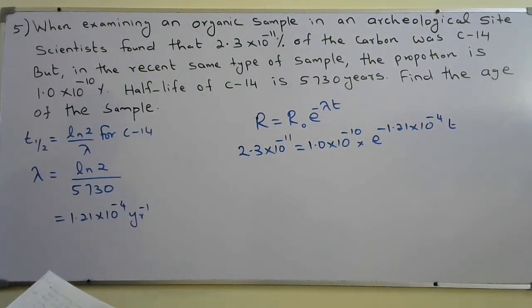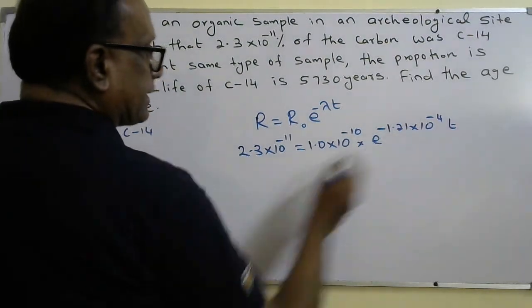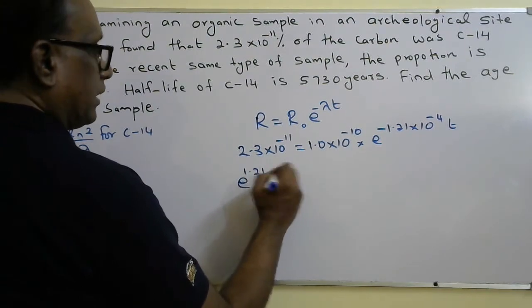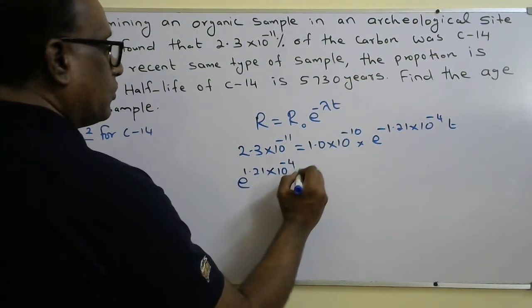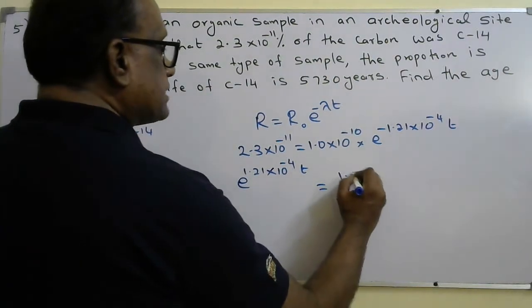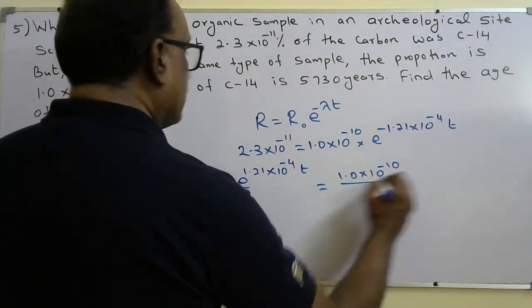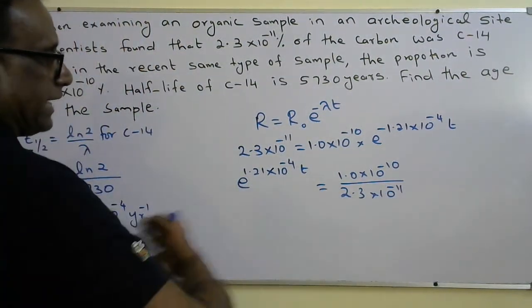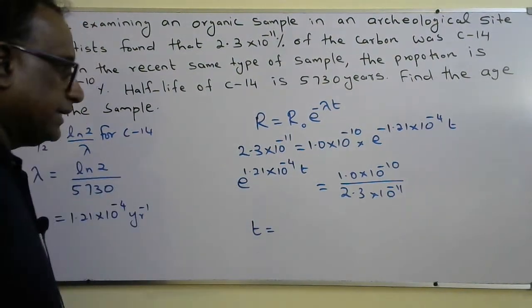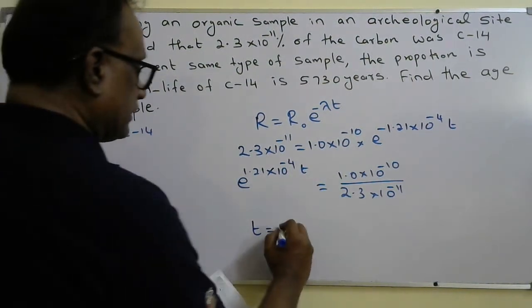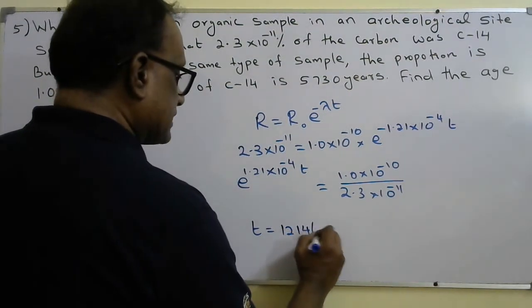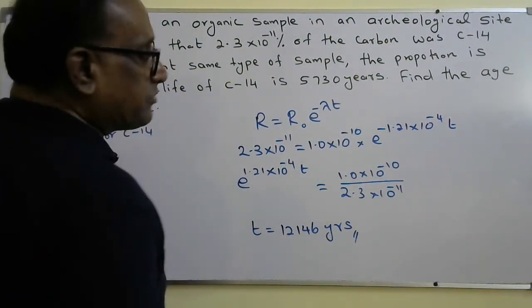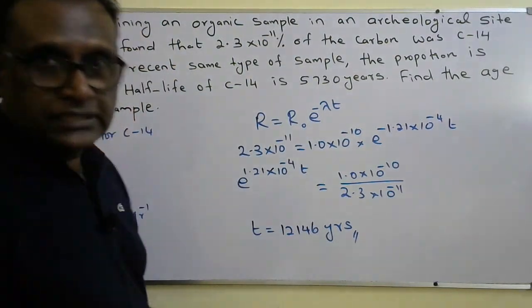So we know how to solve it. That is, e to the power 1.21 × 10^-4 t is equal to 1.0 × 10^-10 over 2.3 × 10^-11. It's maths, not physics. Now solve it. Take ln on both sides and find t. You know how to find t. Take ln on both sides, and you will get 12,146 years. So that's the age of the sample. That means the sample found at the archaeological site died 12,146 years ago.